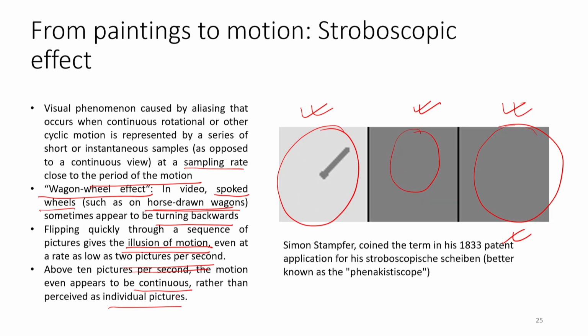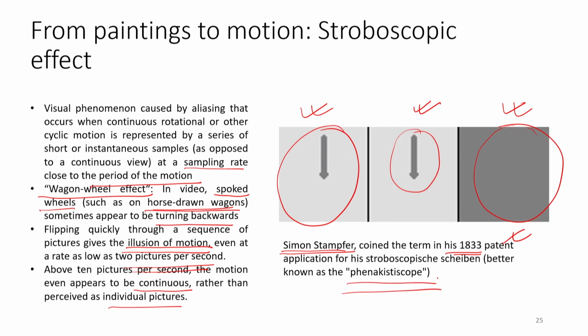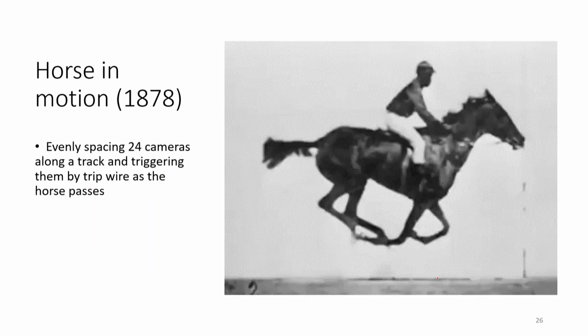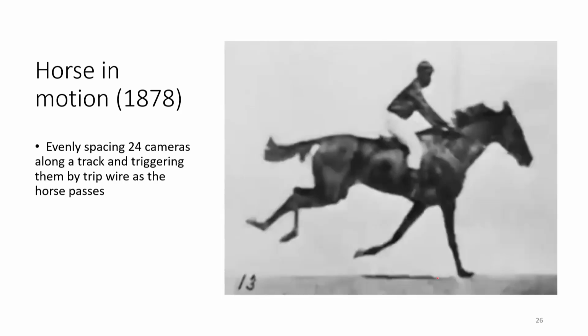So, this term stroboscopic effect was coined by Simon Stampfer in his 1833 patent application, also known as the phenakistoscope. In 1878, there was an attempt to create a video with 24 evenly spaced cameras along a track, and they were triggered by tripwire as the horse passed. You can see the effect of that.